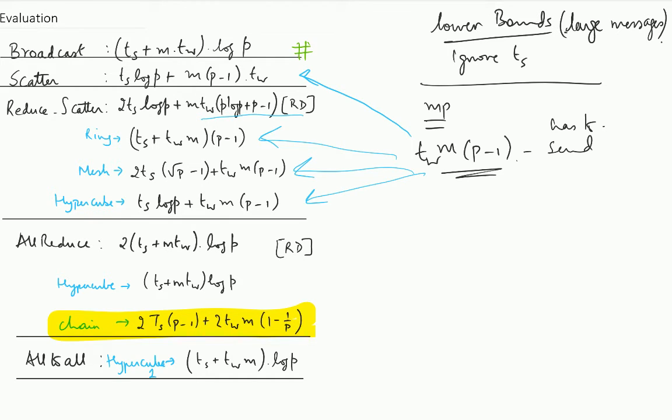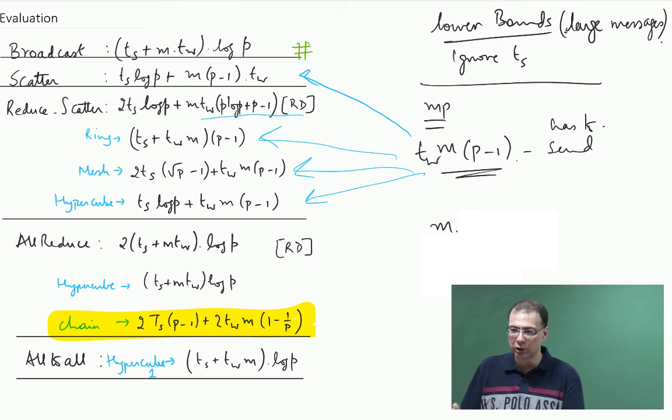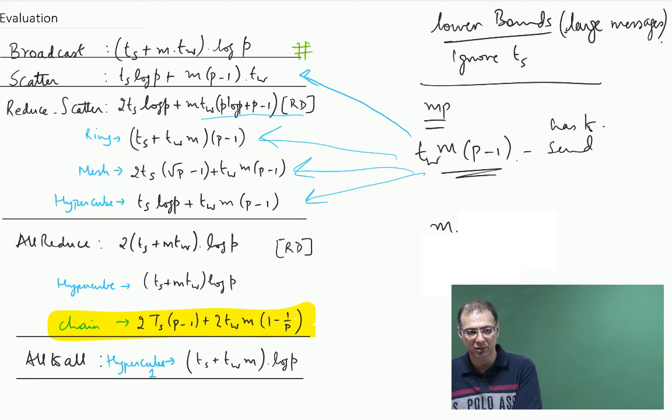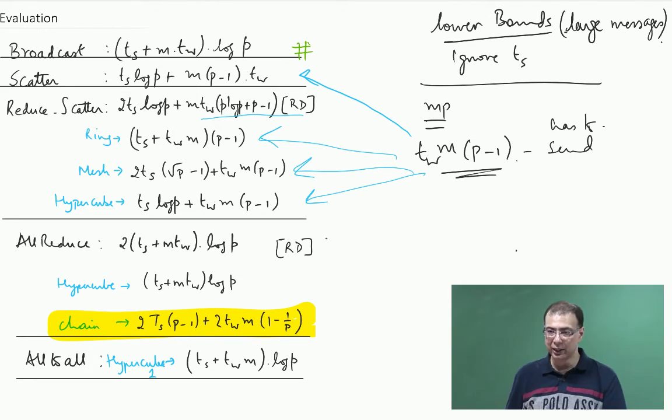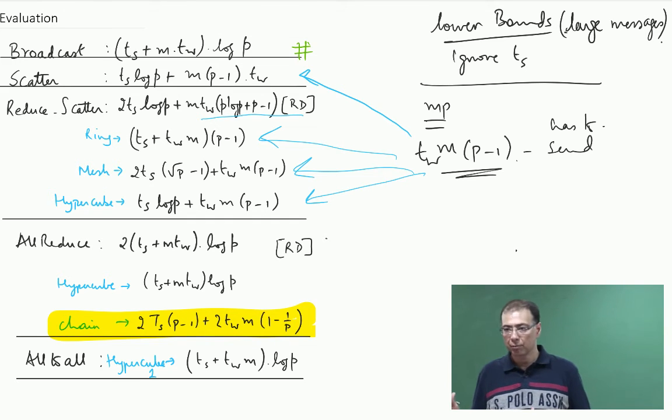All right, let's look at all reduce. Do we have a lower bound for all reduce? What is the total amount of data on every node? There is M data. So what is the lower bound I can get for all reduce? Everybody has data M, and everybody needs all my data in order to have the summation of all the elements. I need to send all my data out of me, right?